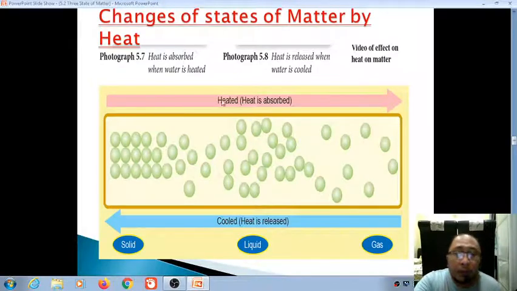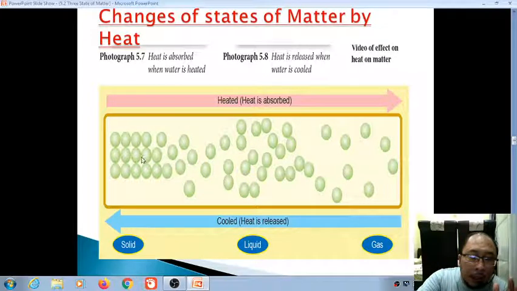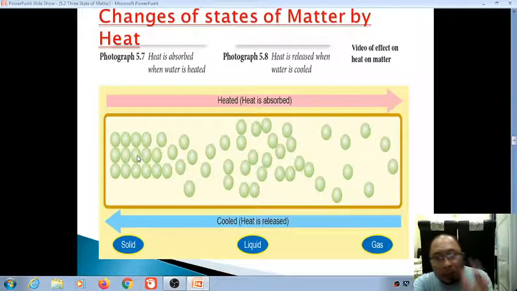Okay, so when we apply heat, particles will absorb heat, and this particle will have higher kinetic energy and it will move faster. When it moves faster, the arrangement will be further apart from each other, so it will change from solid to liquid, and then when further apart from each other, it will become gas. So you must know that gas, liquid, and solid become like that because of the arrangement of particles. If the particles are close to each other, it will become solid. If the particles are like this, close together, not the same as the solid, it will become liquid.